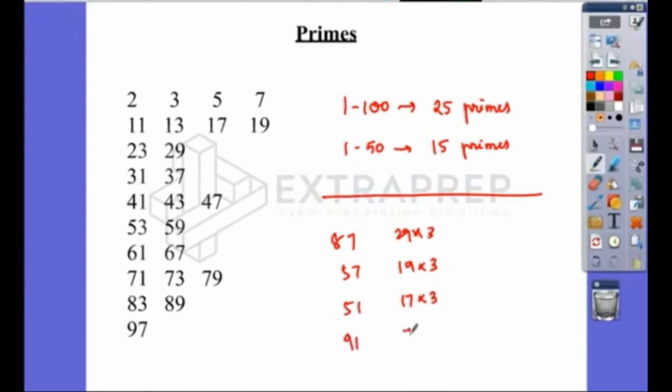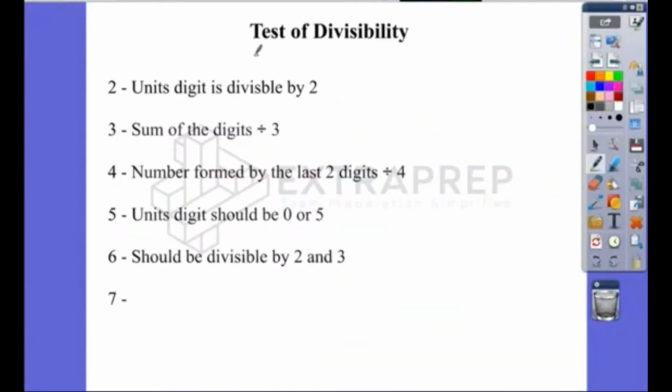91 is 7 13s. Other than this, all the others are easy. Every other number other than these prime numbers is definitely divisible by some number other than 1 and itself. Test of divisibility. Now this is important to form simplifications faster. So we need to be able to cancel numbers, right? Once we look at the number, we should know if it's divisible by a particular number or not, and for that we will check the test of divisibility.